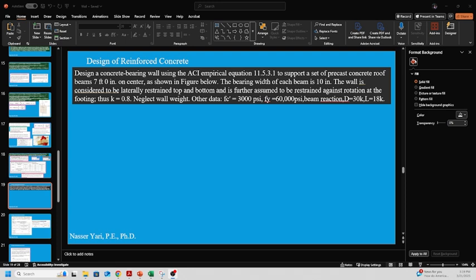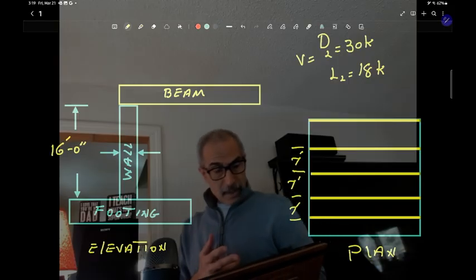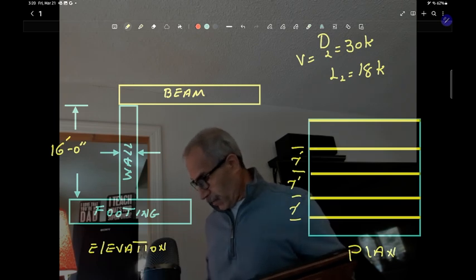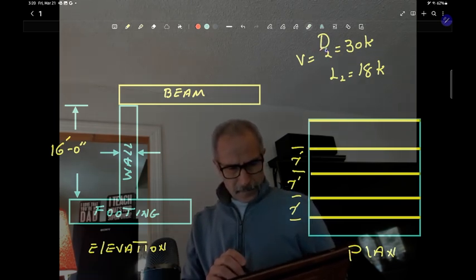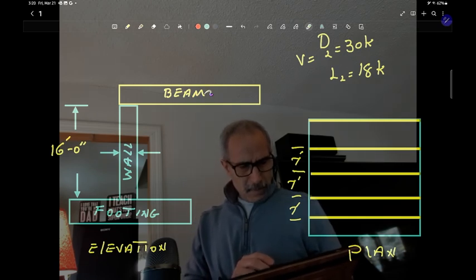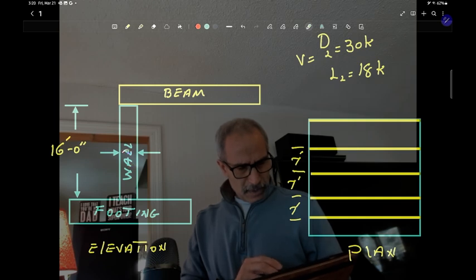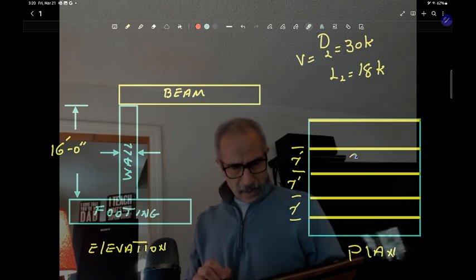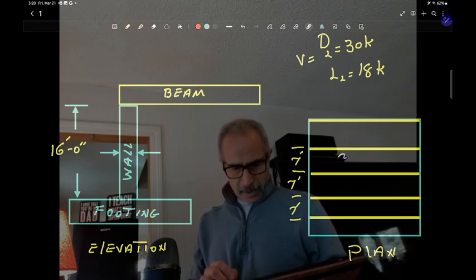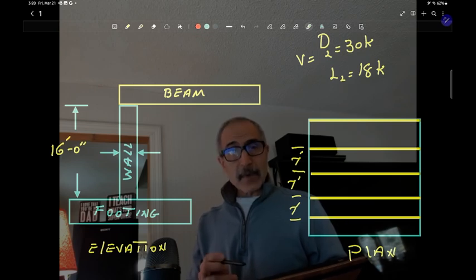So if you take a look at the sketch right here, we have the beams, which are 7 feet on center, and the wall is about 16 feet tall. It's connected to the footing. We want to find out the design of this wall. And if we look at the plan view right here, the beams are supported by the wall every 7 feet. So let's get to work.